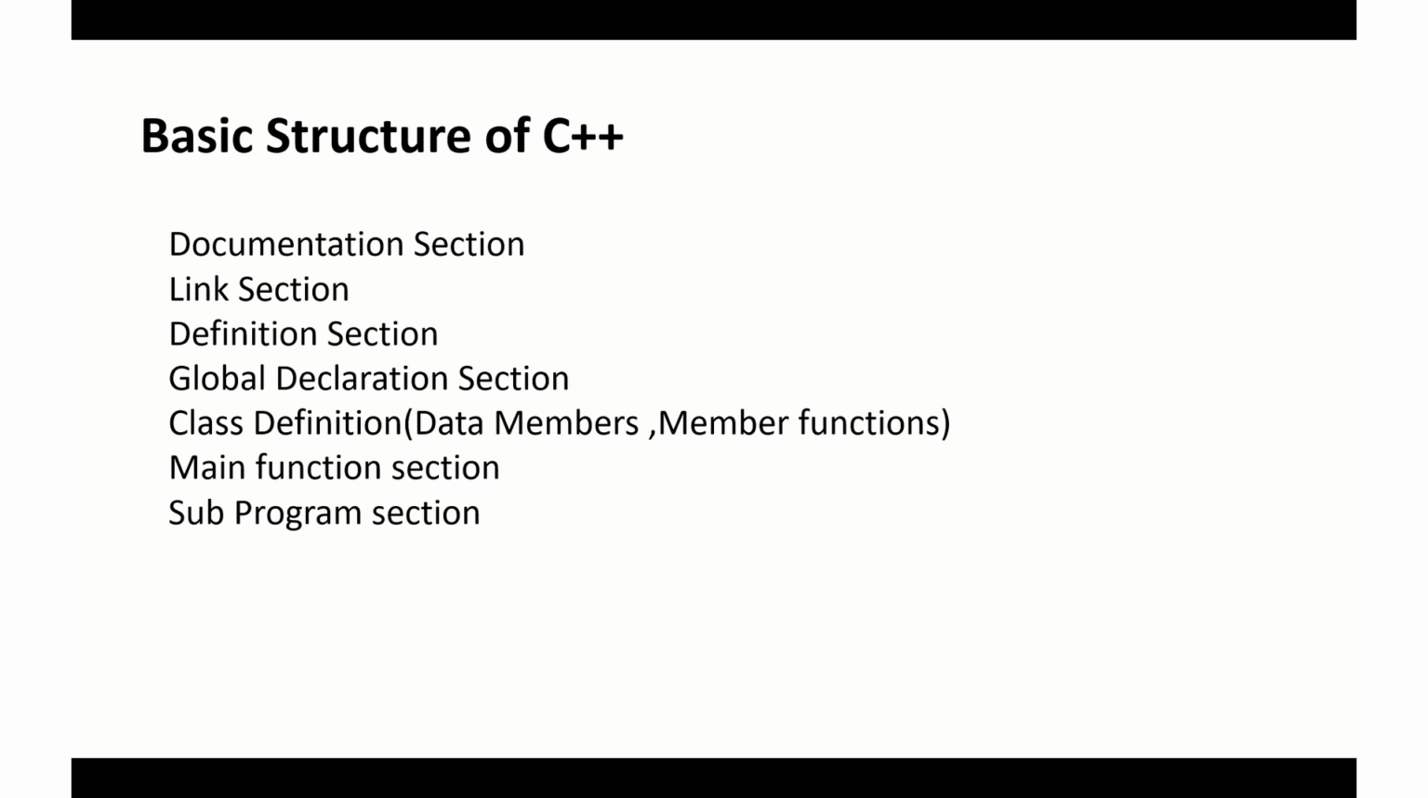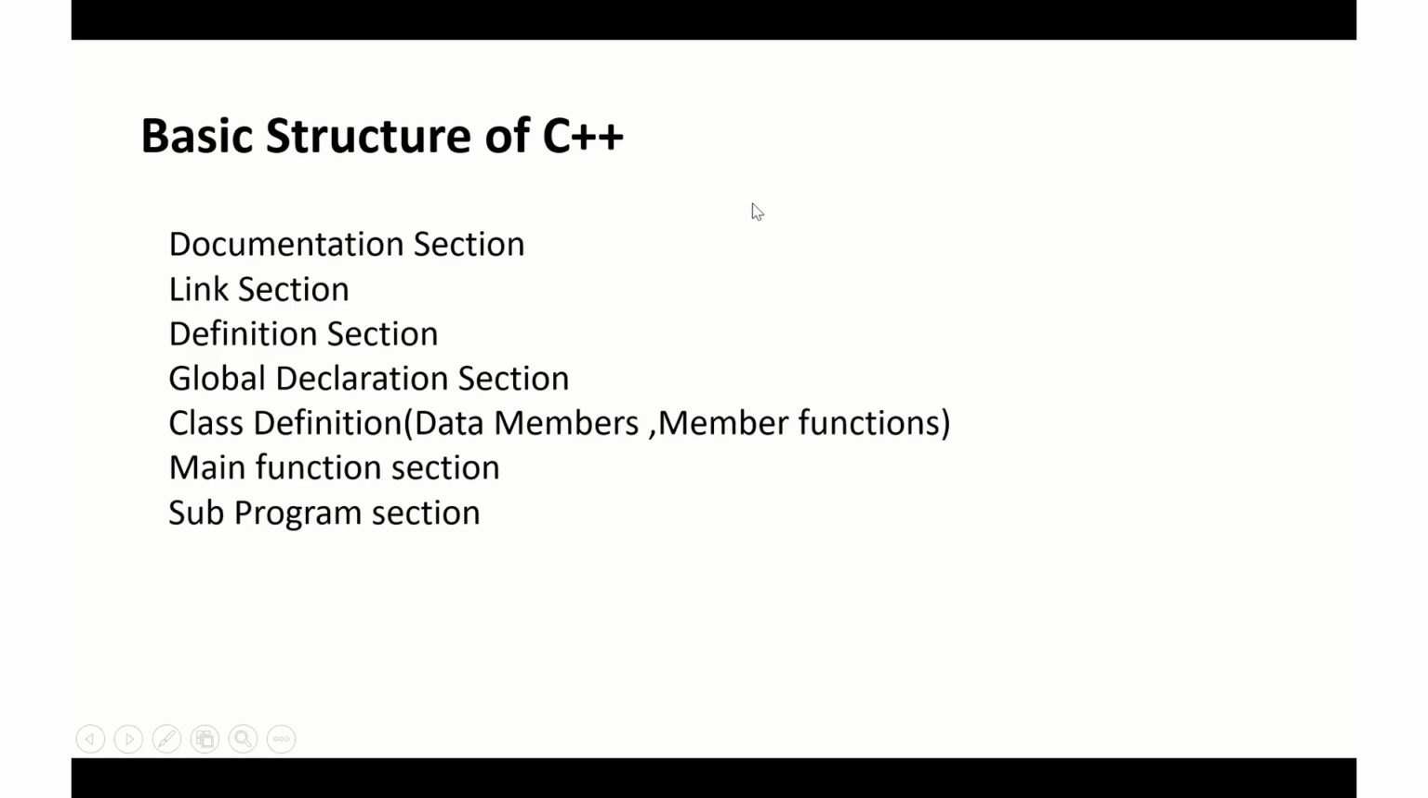So when it comes to the mandatory sections, the link section and the main function section are mandatory. All other things, like the documentation section, definition, global declaration, and the class definition, are not mandatory. Of course, you can write a program without using a class as well. The subprogram sections are not mandatory either. So the mandatory ones are the link section and the main function section.